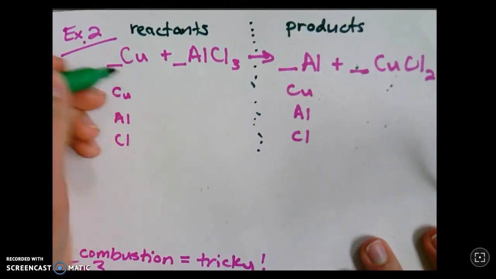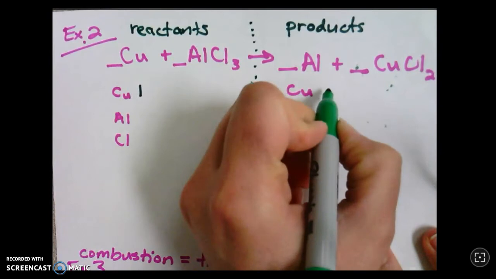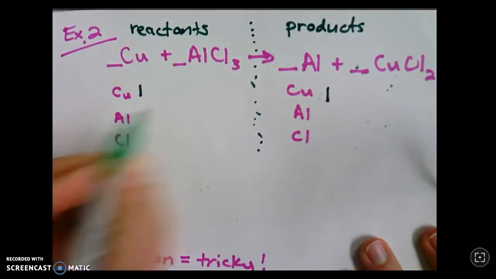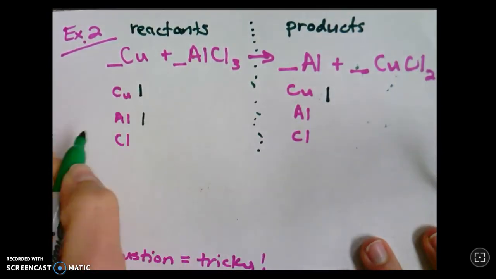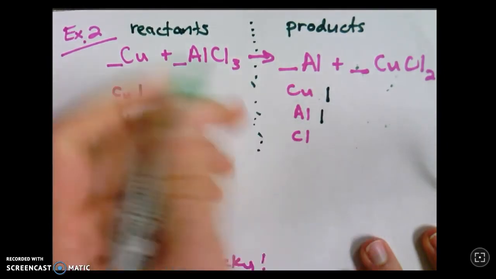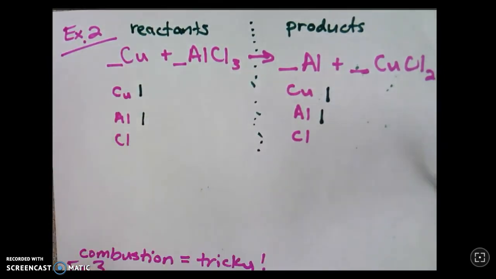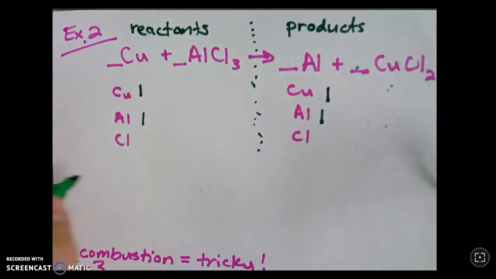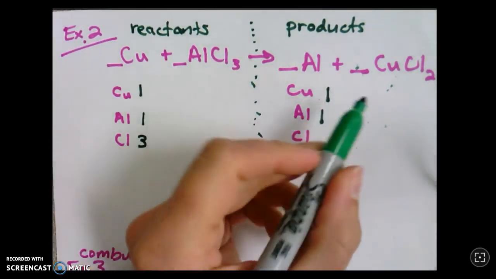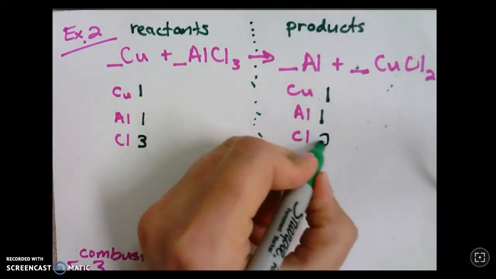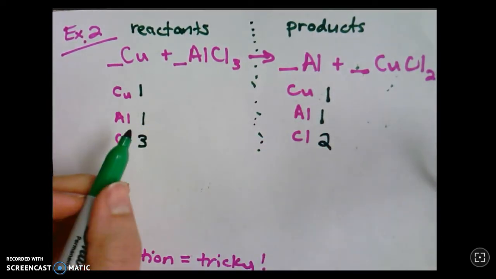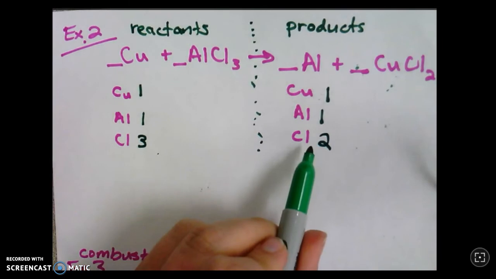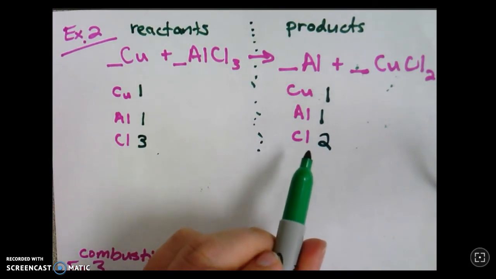I have just one copper. On this side I have one copper. I have one aluminum, and on this side I have one aluminum. And then for chlorine, on the left side I have 3 chlorines, and on the right side I have 2. So clearly the things that are not equal are my chlorines. And this might take us a little bit of work here.